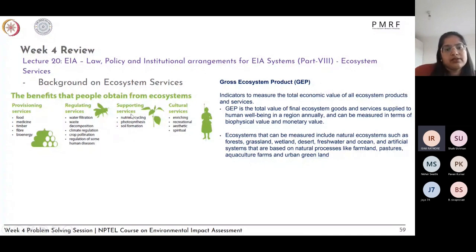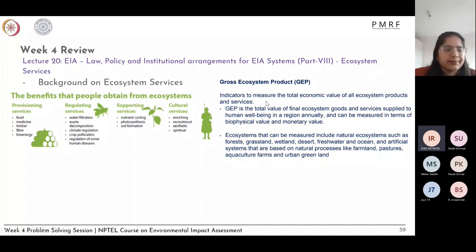Then we have supporting services, which help support ecosystem processes like nutrient cycling, photosynthesis, soil formation. So supporting services for the functioning of ecosystems. And then we have cultural services, which help in the propagation and maintenance of culture and regional context. So these are enriching recreational, aesthetic, spiritual practices. So these are the four categories of ecosystem services that benefit human beings.